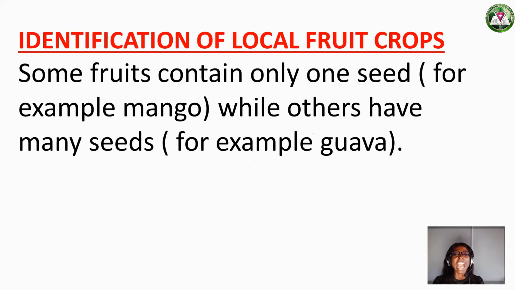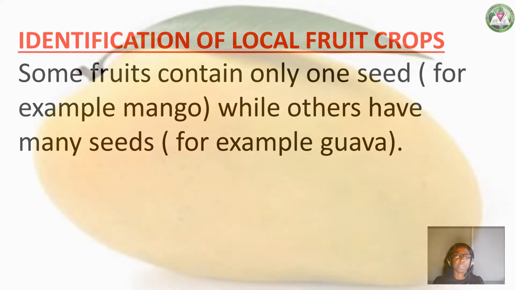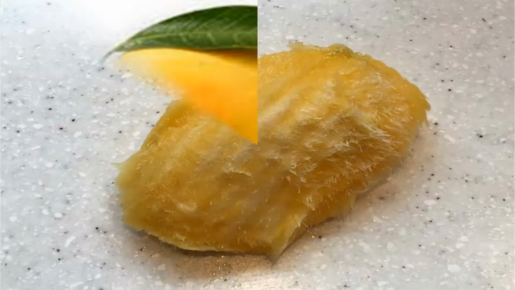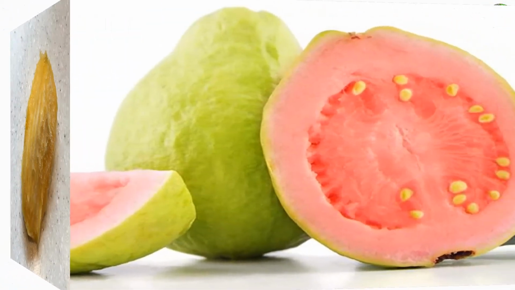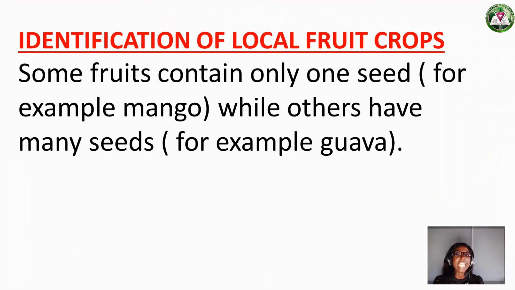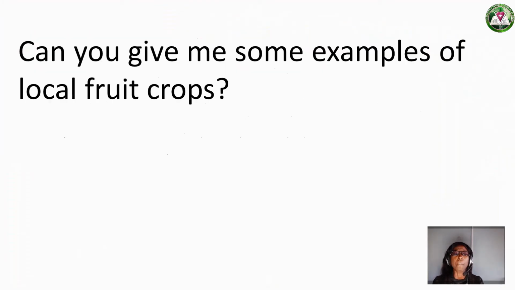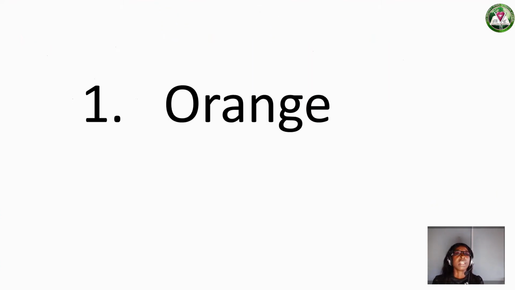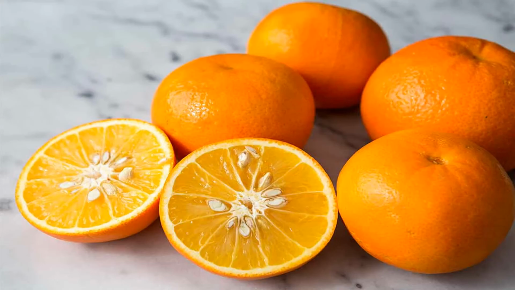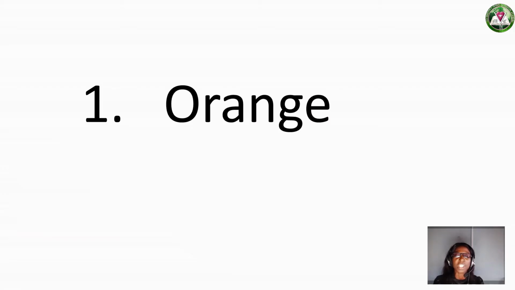Now, let's identify local fruit crops. Some fruits contain only one seed, for example, mango, while others have many seeds, for example, guava. Now let's see. Can you give me some examples of these local fruit crops we are talking about? What are the examples of local fruit crops? Orange. Good. Orange is a local fruit crop. Can you give me another example?